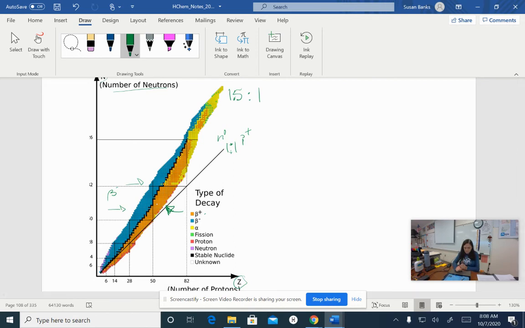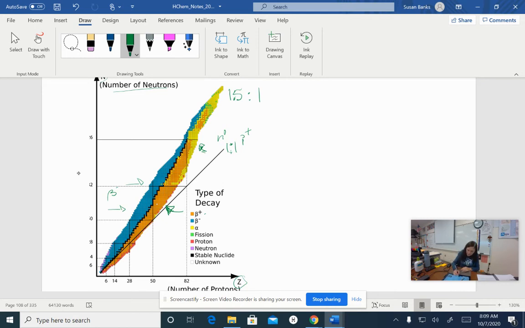Okay? And then only really once we get way up here where the elements are really heavy, will we start doing alpha emissions. Alpha emissions, except for rare things, are really on heavy elements. We're just kicking things out of the nucleus in a bid to make the nucleus smaller.